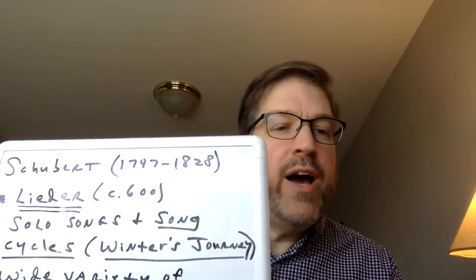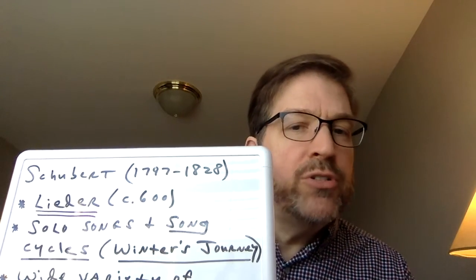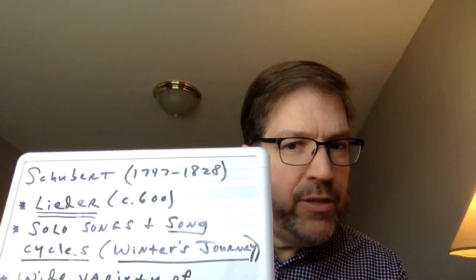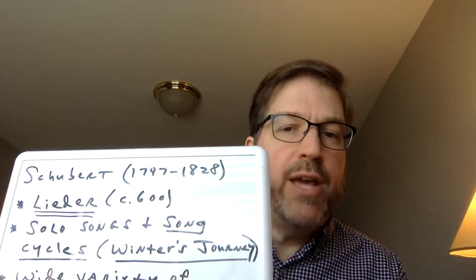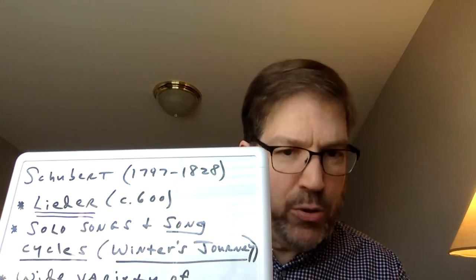Schubert's songs can be divided into 2 main categories, what we call the solo songs and the song cycles. So the solo songs are obviously songs typically for one voice and piano. It's possible to have songs with more than one singer, but usually one voice and piano, German poetry.